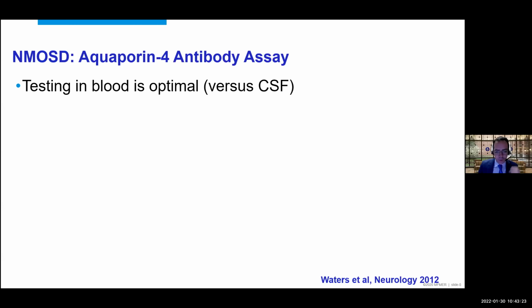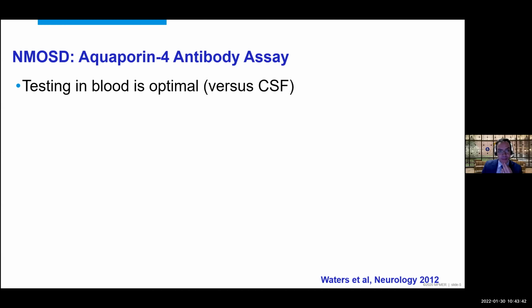So I'm just going to go over a little bit of some of the assays that we do here at the Mayo Clinic, and then I'll talk a little bit about some of the great successes we've had from this collaboration. So the aquaporin 4 antibody, as many of you know, was discovered in 2004 by Dr. Lennon here at the Mayo Clinic.